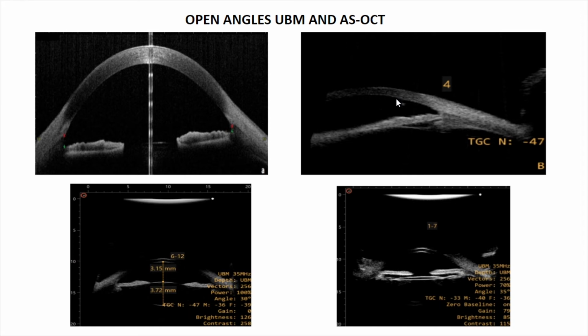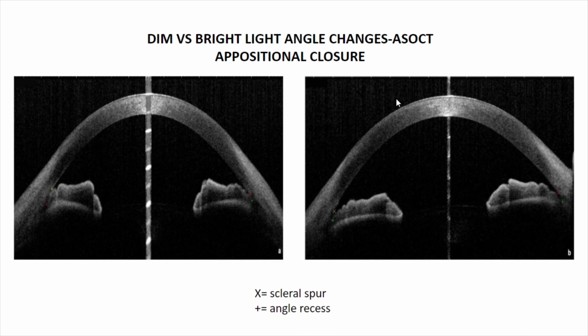So quickly summarize that. This image is showing us a comparison between ASOCT done in dim versus bright light. So in dim conditions, we can see that the iris surface is opposed to the trabecular meshwork here, showing us appositional closure. While in light conditions, we can visualize the angles are getting opened.